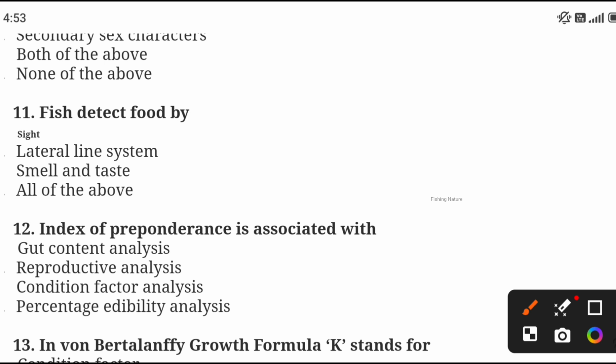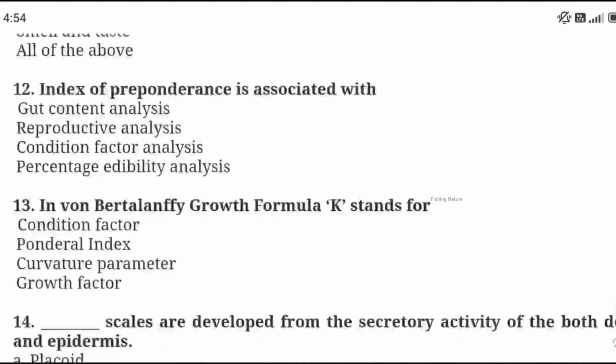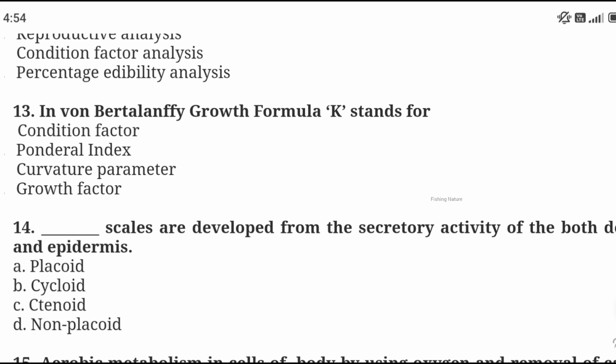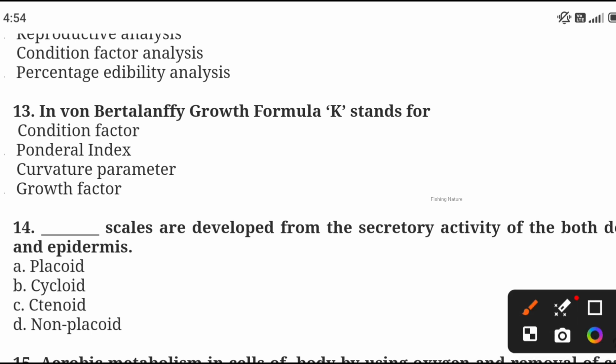Next, fish detect food by sight, lateral line system, or smell and taste, or all of the above. How can they detect the food? By vision they can detect it, also by the lateral line, which is a sensory organ, and also by smell and taste. So all of the above. Next, the index of preponderance is associated with gut content analysis, reproductive analysis, condition factor analysis, or percentage occurrence analysis. It is gut content analysis. Next, in the von Bertalanffy growth formula, K stands for the curvature parameter.